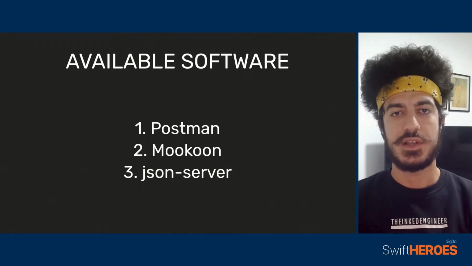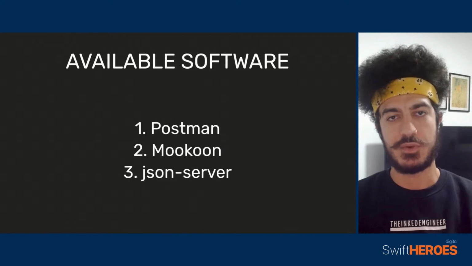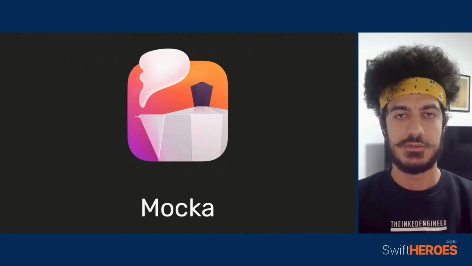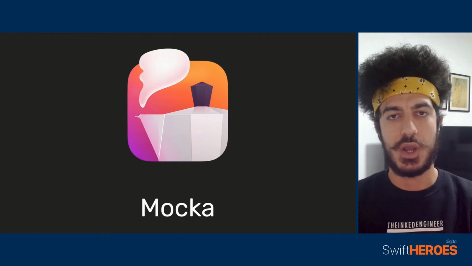And then we have JSON Server, a Node.js package that allows you to create custom routes and send custom responses accordingly. We started using it internally to mock our app, but the lack of a UI and the fact that it's written in JavaScript, a worse version of TypeScript, made us want to create our own Swift solution. We call it Mocka.